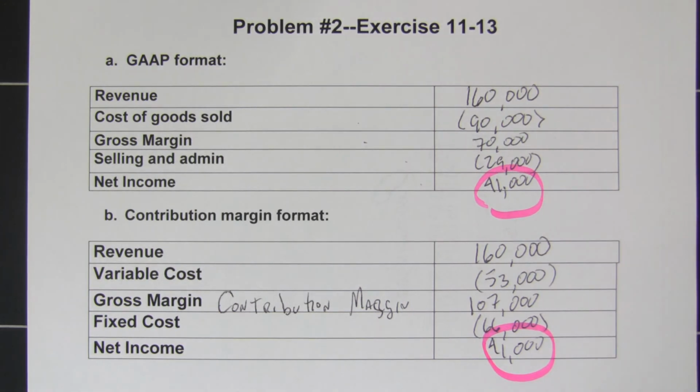In the traditional format, you're looking at the costs by function, and in the contribution margin format, you're looking at the costs by behavior. But in either case, you're still looking at $119,000 worth of costs, whether you want to subtract them 90 and then 29, or 53 and then 66, it's still $119,000 in costs.